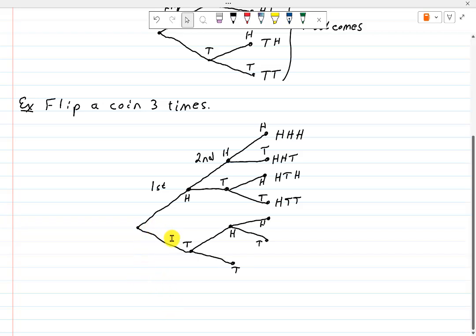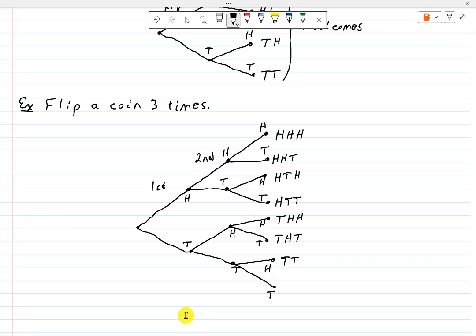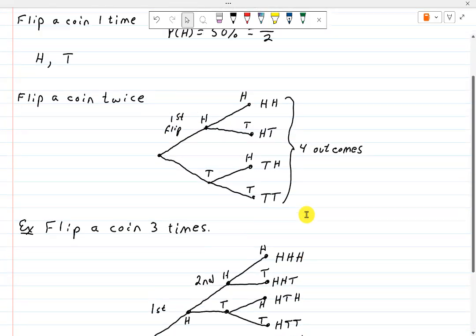So if I follow this branch, I have T, H, H, and then I have T, H, T, and then finally this last one, I can have either an H or a T. And so following along here, I have T, T, H, and then we have T, T, T. So notice there's a total of 8 outcomes, and I'll let you in on a little secret here.